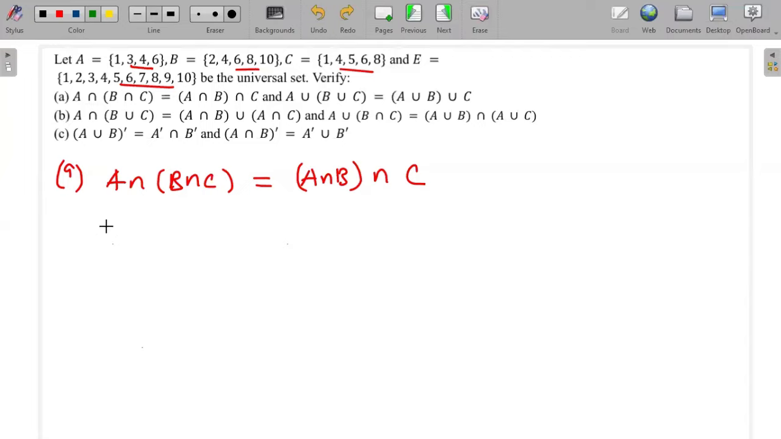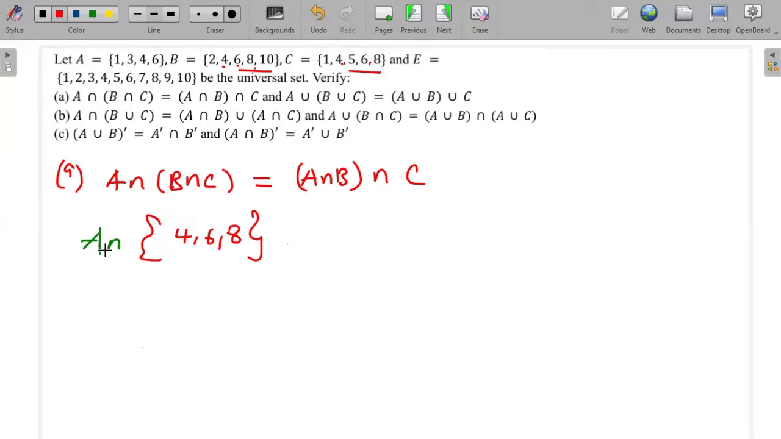Okay, so I'm going to say A intersection, what is B intersection C? So I'm just looking for the common elements between B and C. Okay, so the common elements between B and C are what? So I can see 4 is also there. I can see 6 and 6 is also there. I can see 8 and 8 is also there. So 4, 6, 8. They are common. Okay, they are in the intersection of B and C.